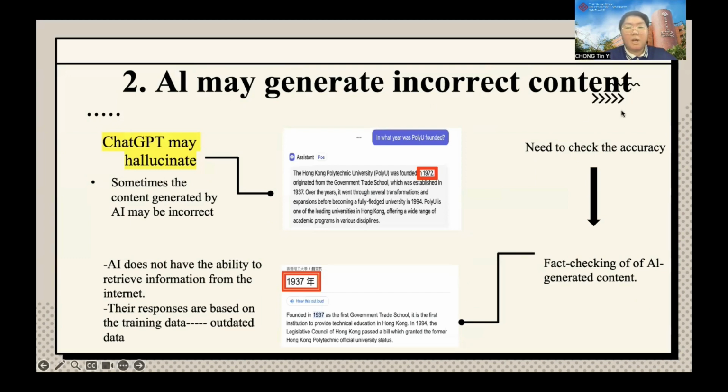Secondly, AI may generate incorrect context. Sometimes the context generated by the AI may be incorrect. AI does not have the ability to retrieve information from the internet, and the responses are based on the training data, so the response may be outdated. So the student needs to check whether the AI answer is correct or incorrect. You can see from this example, in what year was the company founded, the AI answer is 1097, however, the correct answer should be 1057, so we should fact-check the AI-generated context.